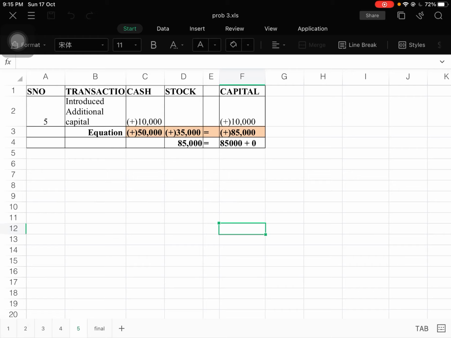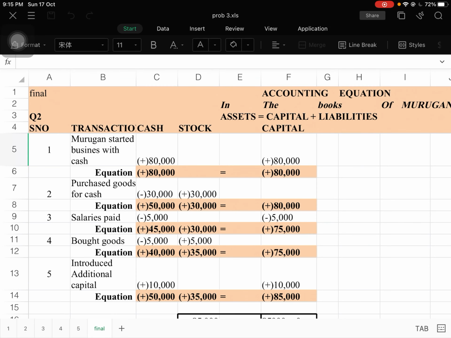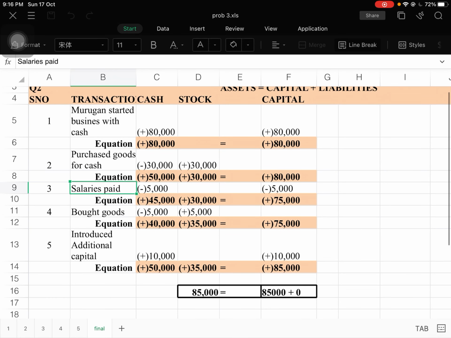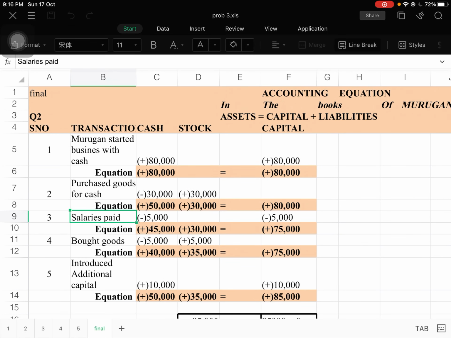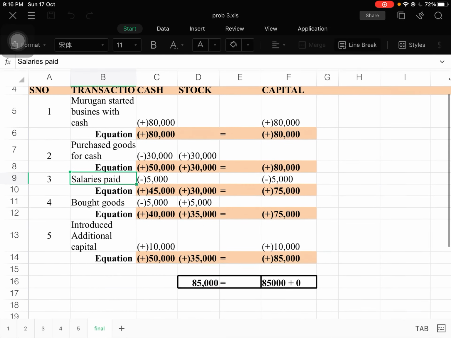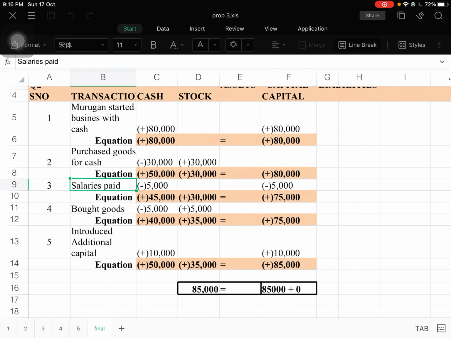To follow the format of the accounting equation, assets is equal to capital plus liability. Here you see no liabilities in this problem, so we maintain it as 0. So you can see how the entire problem is worked out, under the column accounting equation in the books of Murugan. You can just see the transactions, how it will be for a whole problem when it is worked out, from the first transaction up to the 5th transaction. Hope you are clear with this.